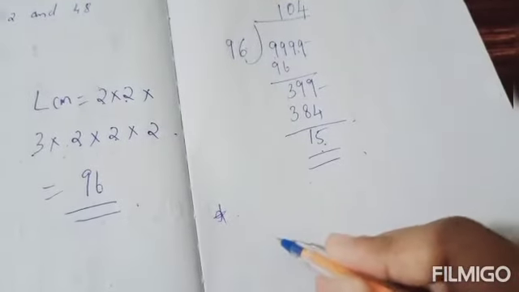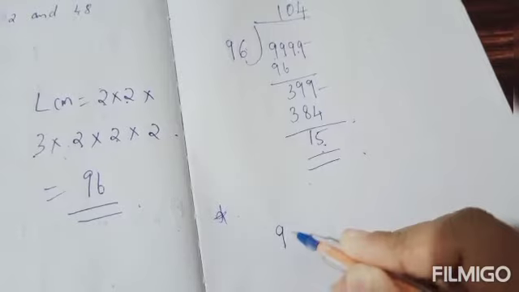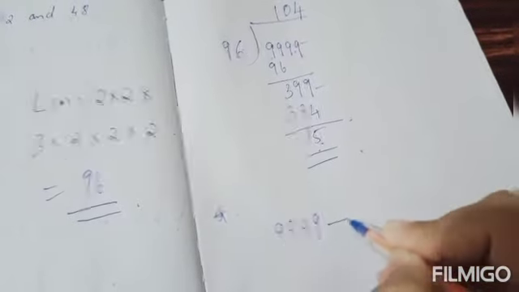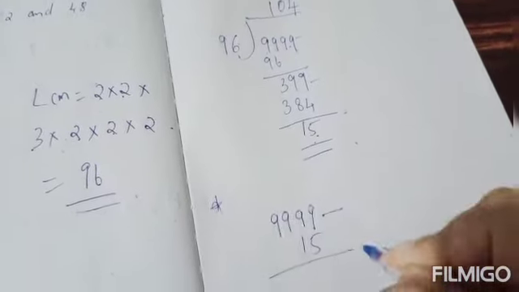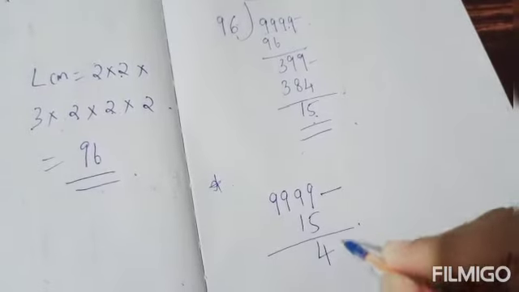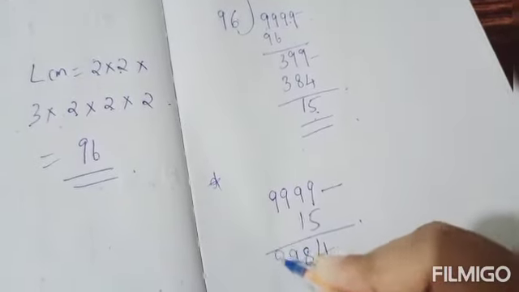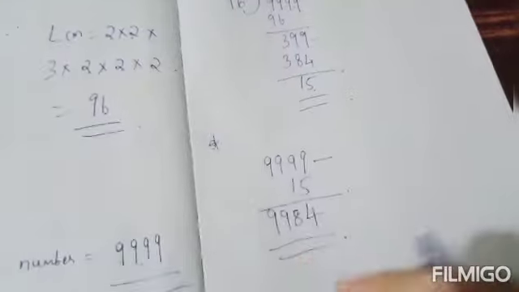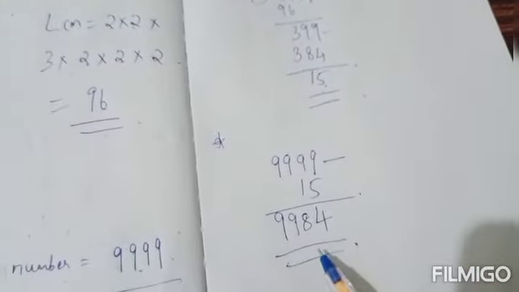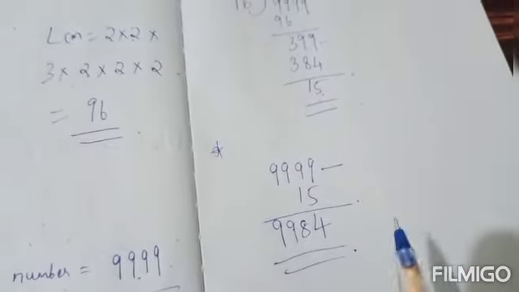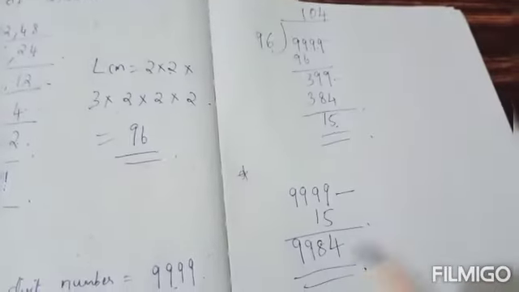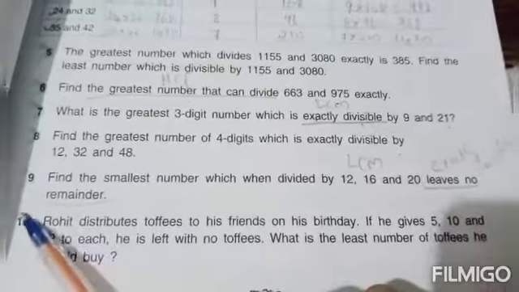So subtracting, you will get 9999 minus 15. That is 9984. This is the greatest 4-digit number which is exactly divisible by 12, 32 and 48. Ninth question.